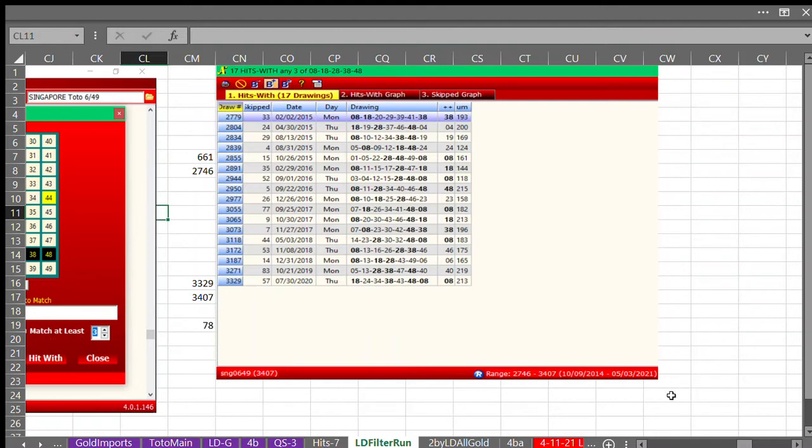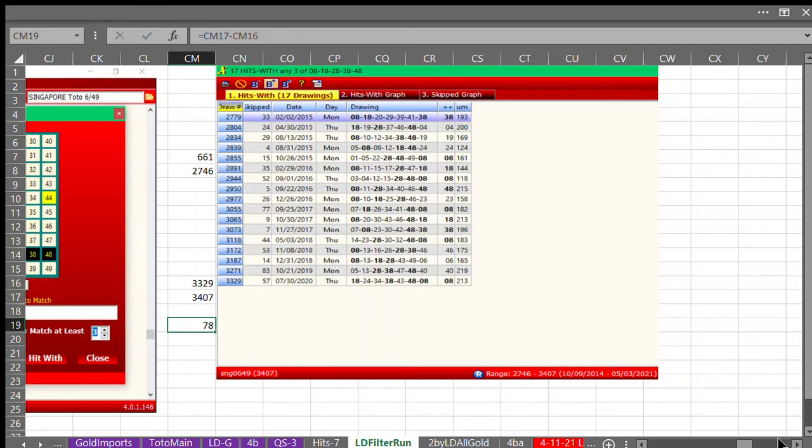Because the 3 here is match at least 3, so minimum 3. So you had 4 here. Is there any other 4s here? I didn't even realize before that there was 4. I think these are all 3, and then this is 4. But it's 3 plus the bonus. So the last time was drawing 3329. The current drawing here, 3407. And so basically I just subtracted the 3329 from the 3407, and I got a skip of 78.